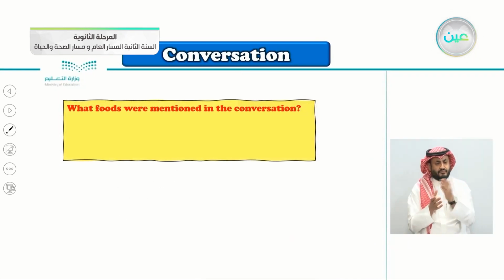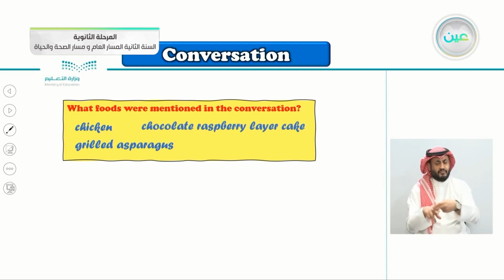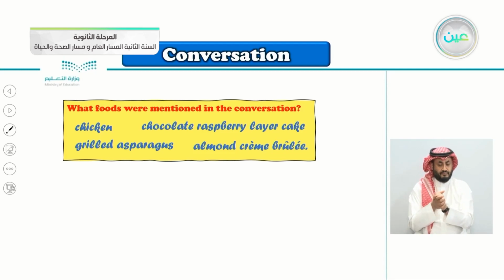So what foods were mentioned in the conversation? I think this is an easy one. Yes, chicken, and also, very good, the grilled asparagus. Also, chocolate raspberry layer cake. And the last one, yes, very good, the almond creme brulee. So 4 foods were mentioned in the conversation: grilled chicken, grilled asparagus, chocolate raspberry layer cake, and almond creme brulee.